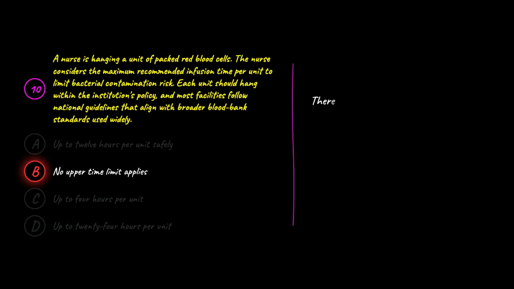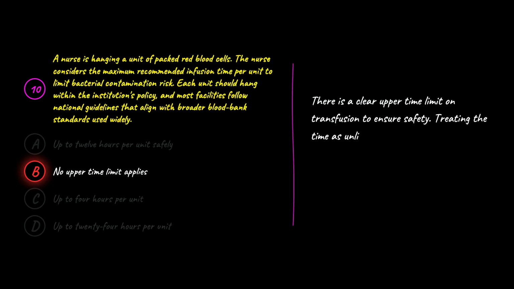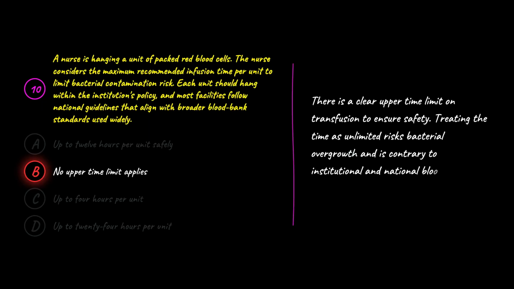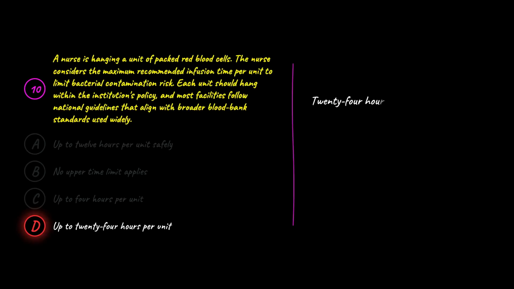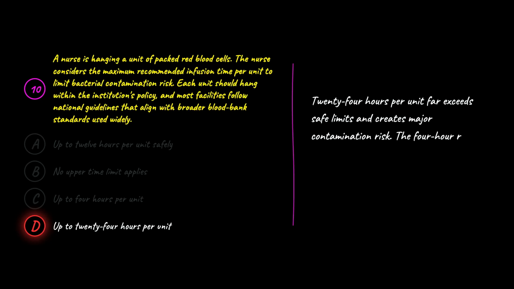B is wrong because there is a clear upper time limit on transfusion to ensure safety. Treating the time as unlimited risks bacterial overgrowth and is contrary to institutional and national blood transfusion guidelines used today. D is wrong because 24 hours per unit far exceeds safe limits and creates major contamination risk. The 4-hour rule is enforced precisely to prevent the dangers that would arise during prolonged hanging at room temperature.